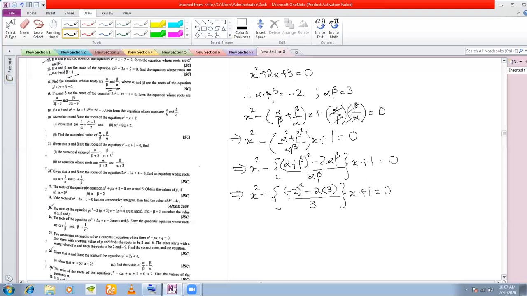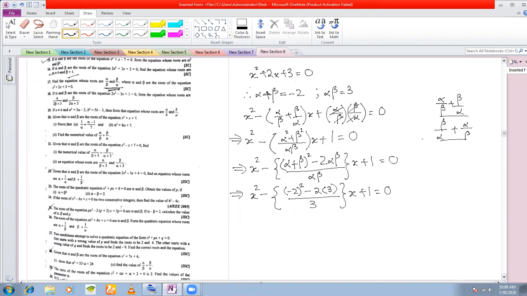Now you see whatever you are getting, the roots are alpha by beta and beta by alpha. When you take the sum of the roots, you get a symmetric function, alpha by beta plus beta by alpha. This is a symmetric function, isn't it? Because if you interchange alpha and beta, you will get the same function. If I interchange alpha and beta, I'll get beta by alpha plus alpha by beta, which is the same.